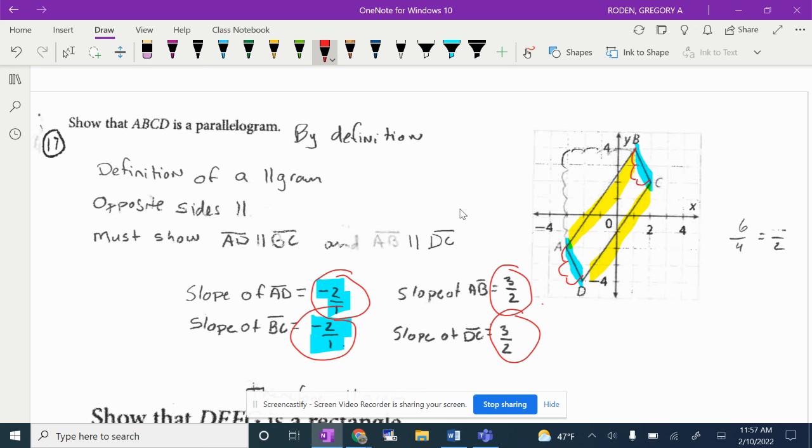So therefore, this is a parallelogram, because by definition, a parallelogram has opposite sides parallel. That was the key. So we had to show that the yellow lines are parallel and the blue lines are parallel.